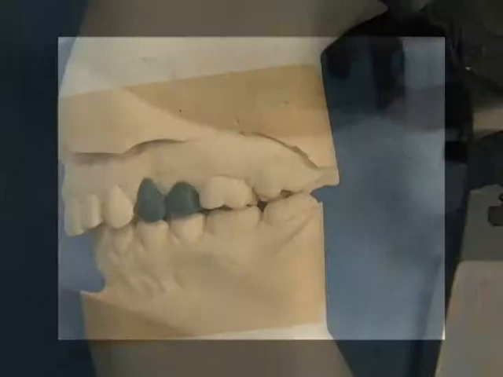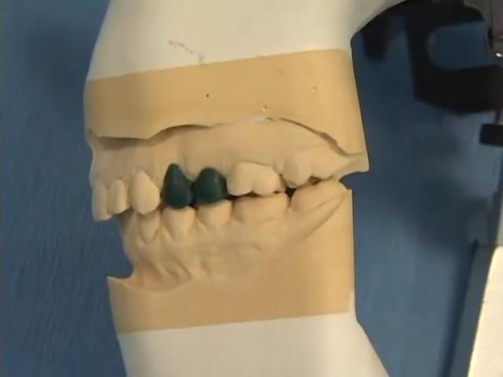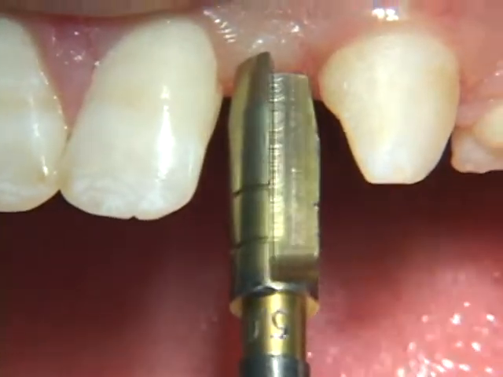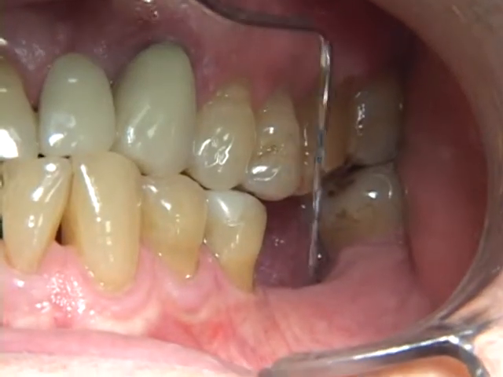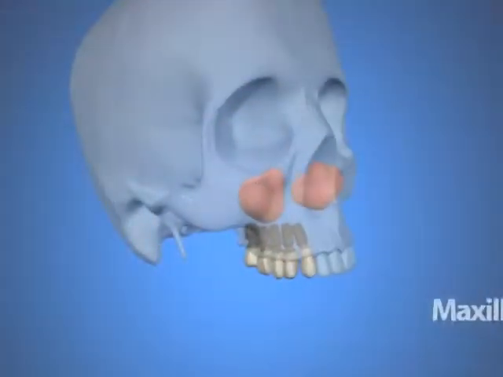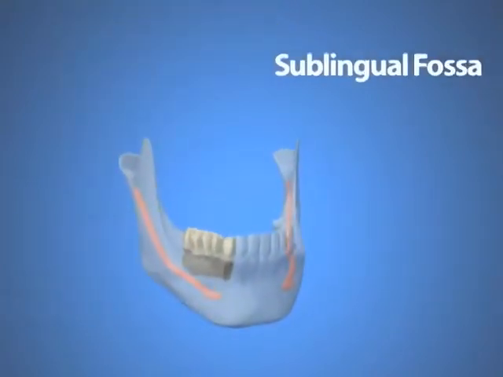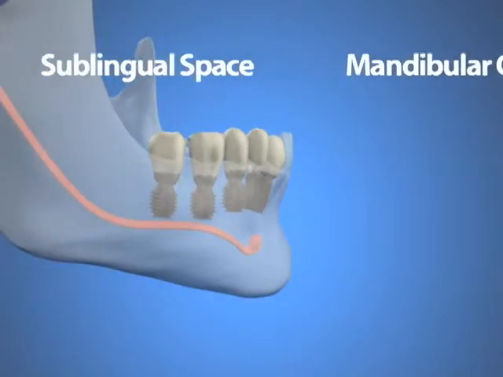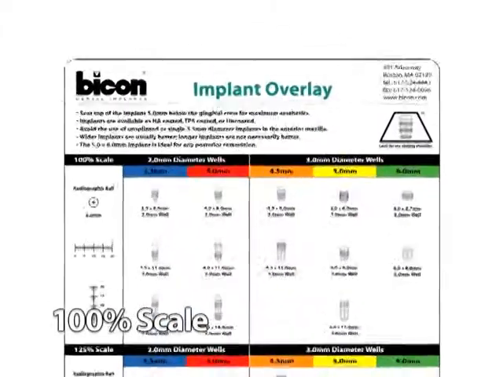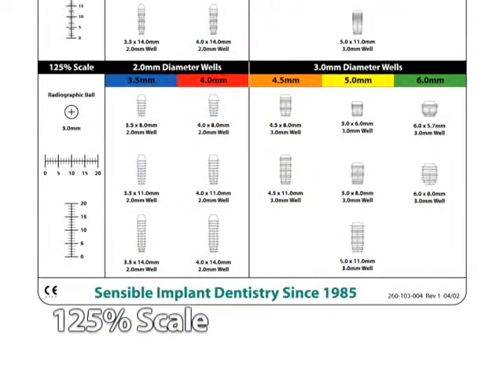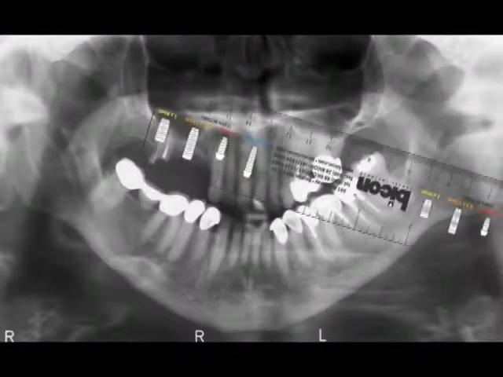Panoramic and periapical radiographs, as well as diagnostic models and a clinical examination, are used to determine if enough mesial-distal space and vertical bone height, free of anatomic problem areas, exist to appropriately place a Bicon implant. Using a transparent overlay, which depicts implant outlines of actual size and 125% of the actual size, may prove helpful in selecting an appropriately sized implant.